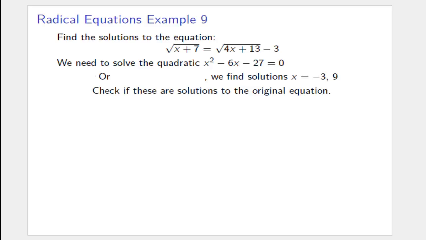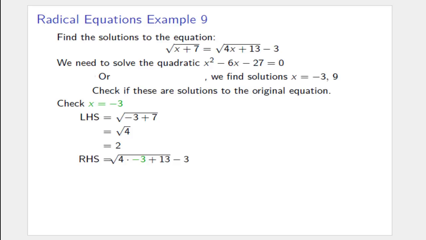But remember, we need to check if these are solutions to our original equation. Checking x equals negative 3, the left-hand side is the square root of negative 3 plus 7, which is the square root of 4, which is 2. While the right-hand side is the square root of 4 times negative 3 plus 13, minus 3. 4 times negative 3 is negative 12, plus 13 is 1. So under the square root we just have 1, minus 3. The square root of 1 is 1, and 1 minus 3 is negative 2. So since the left-hand side is not equal to the right-hand side when x equals negative 3, we get that x equals negative 3 is not a solution.